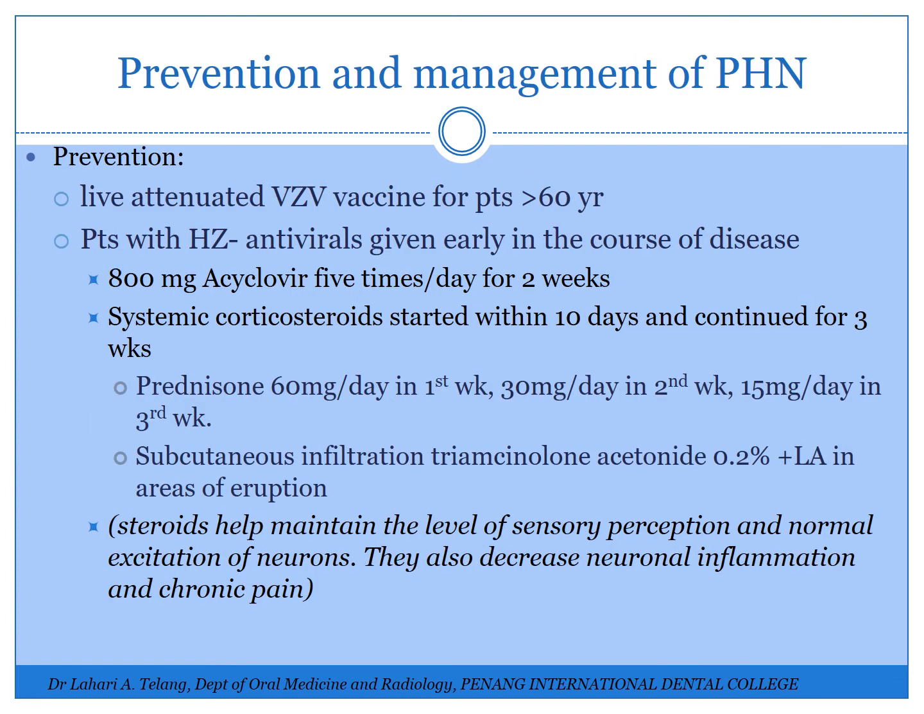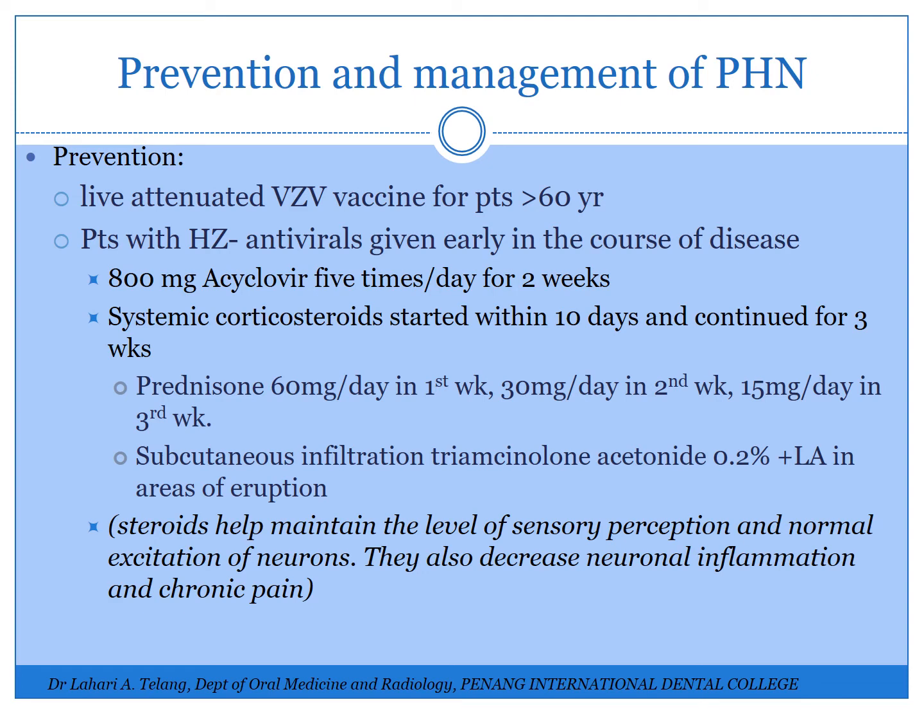Prevention and management of post-herpetic neuralgia. The prevention would involve getting vaccinated with the varicella zoster vaccine, especially in all patients who are older than 60 years old. Also, patients who've had signs of herpes zoster should be given antivirals early in the course of the disease. So, this has chances of preventing the occurrence of post-herpetic neuralgia. 800 milligrams of acyclovir 5 times a day for 2 weeks.